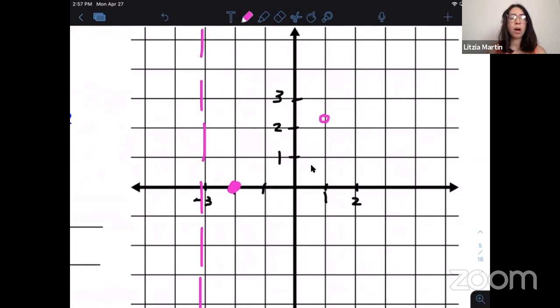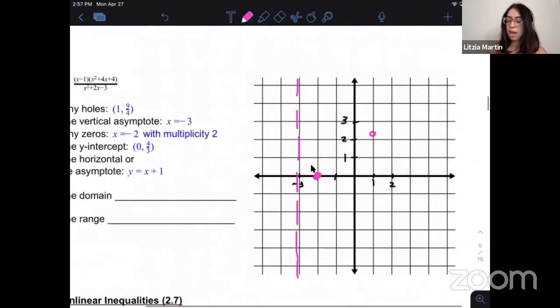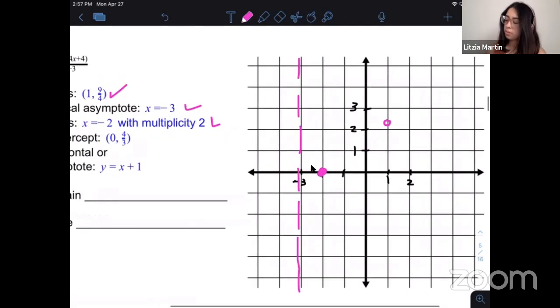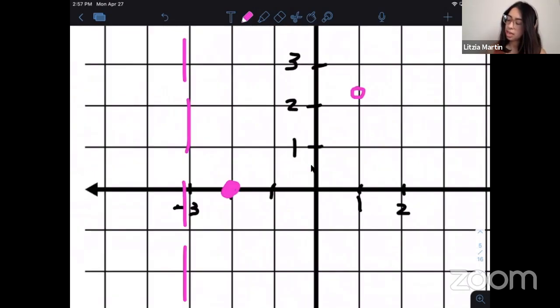So with polynomials, the multiplicity meant that it was going to bounce off of that point rather than cross through. It means the same thing with rational functions, and we'll see when we graph it, we'll know exactly what that means. So we have those 3, the y-intercept 0 4/3. So 4/3, that's going to be right about, let's say here.